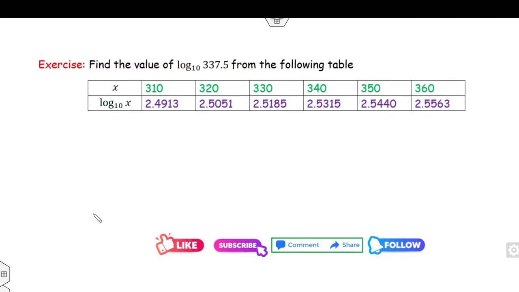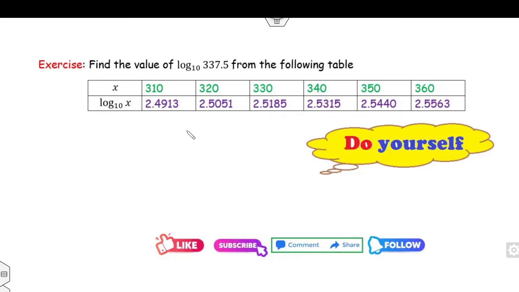Okay, can you find this value? I will give you this exercise. You can solve this problem and let me know your answer in the comment box so that I can understand that you can solve this problem.